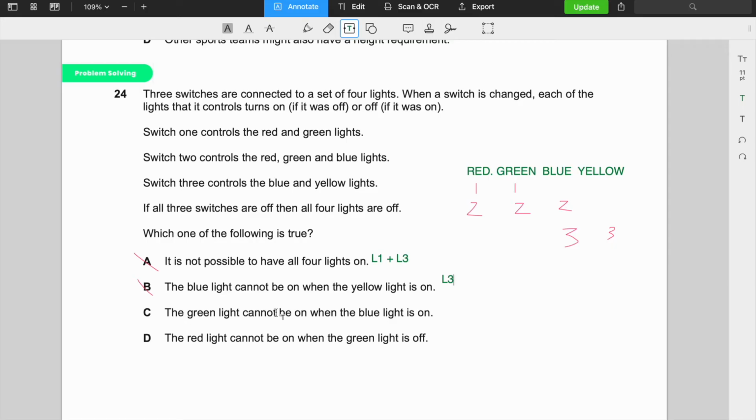Option C, the green light cannot be on when the blue light is on. Again, that's false, because switch 2 can turn on green and blue. So that is false. What about option D? The red light cannot be on when the green light is off. That's correct, because red and green are both operated by switch 1 or switch 2, and there's no difference between them. So we can't just have red on, green off. That's impossible, right? They're either both on or both off. So D is correct.